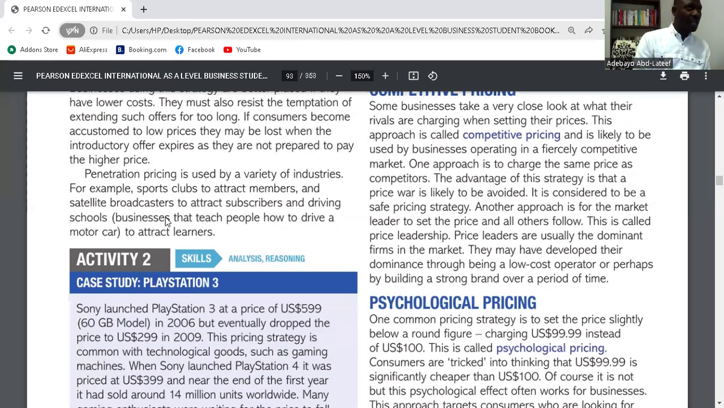Do you get my point here? So that gives us the price leadership, which means that we always charge the same price as our price leader, because that price leader is efficient. So we have to be efficient too. You can't incur more cost and charge the same price as those competitors that are incurring lower cost than you. You run at a loss. So that's the advantage of competitive pricing. It makes businesses more efficient.